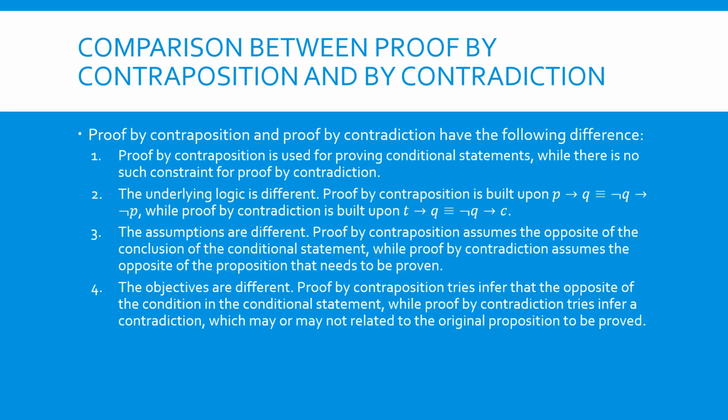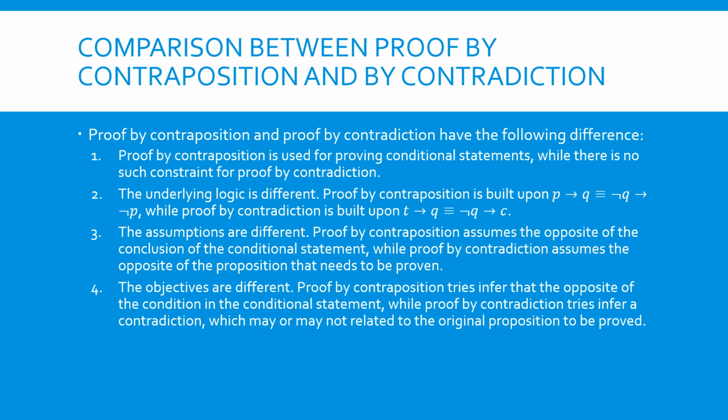Second, they are under different logic. Proof by contraposition is derived from the logical equivalence between P implies Q and not Q implies not P, while proof by contradiction is derived from the logical equivalence between T implies Q and not Q implies C.